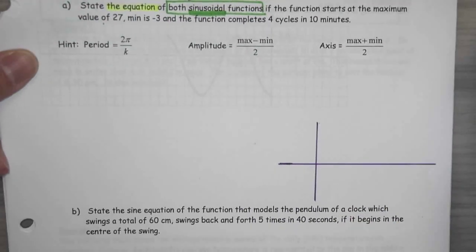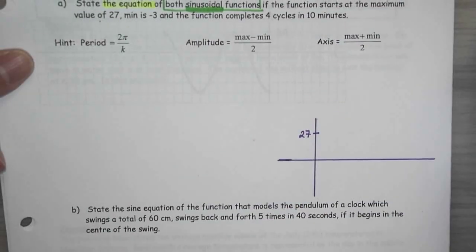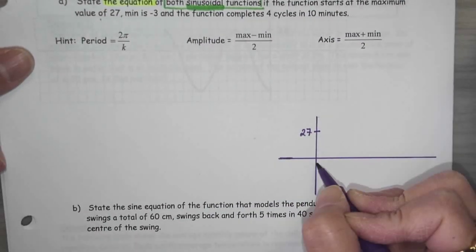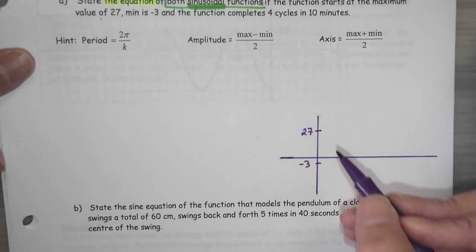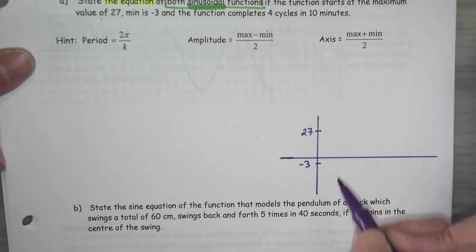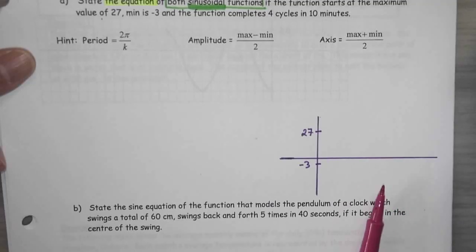So max is 27. It does not have to be to scale. So just do something like, okay, 27. Right? Do not do 27 tick marks. The -3 is somewhere down here. Again, not to scale, just so I can know what it is. So I have a graph that's going from 27 to -3. Can you find the axis? Yeah, from that, I already know the amplitude and the axis, right?